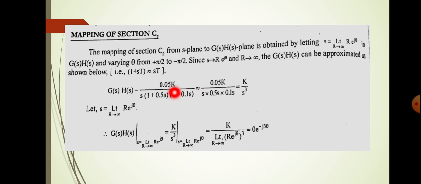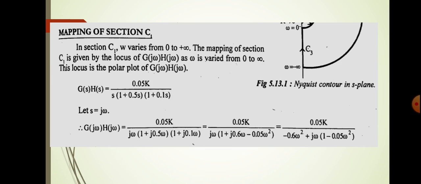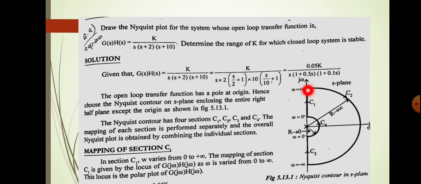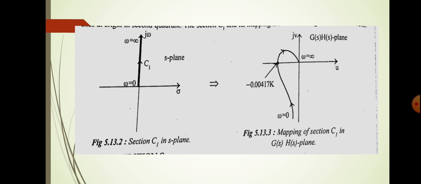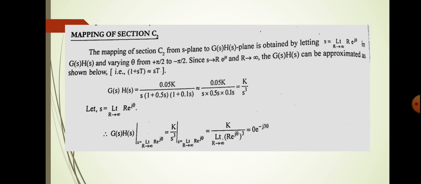Also in this curve, the Nyquist curve, this is the C2 curve, and in this case r tends to infinity, and here the argument, or phase, varies from plus π/2. This is the point of plus π/2, which is a 90 degree angle, and the last point is minus π/2. So the argument varies from plus π/2 to minus π/2.